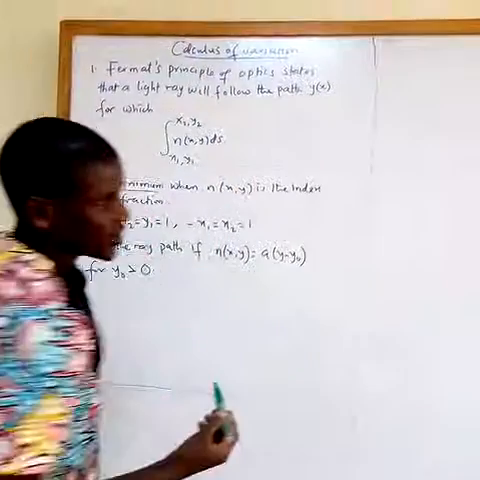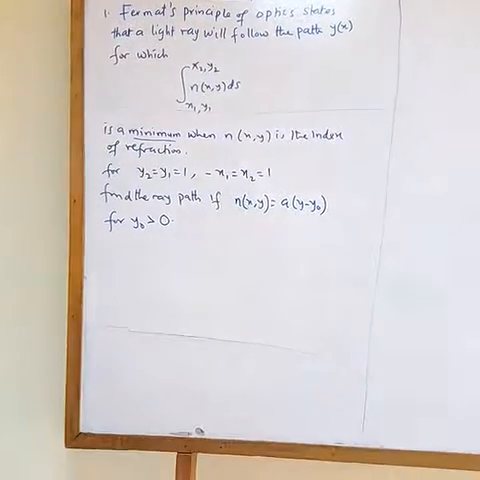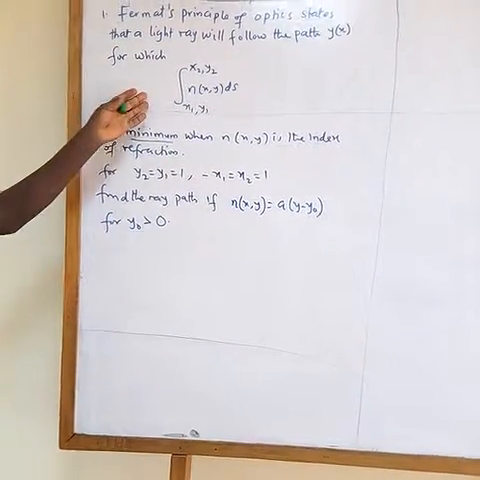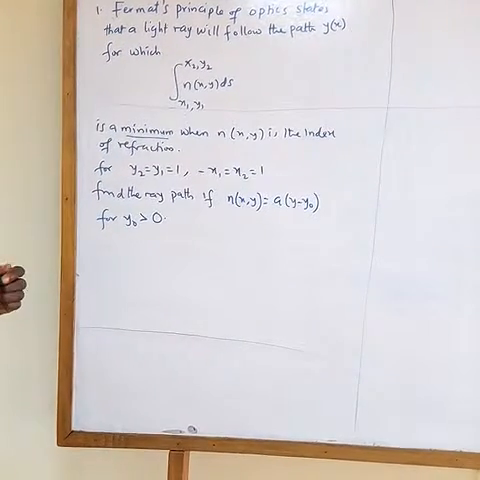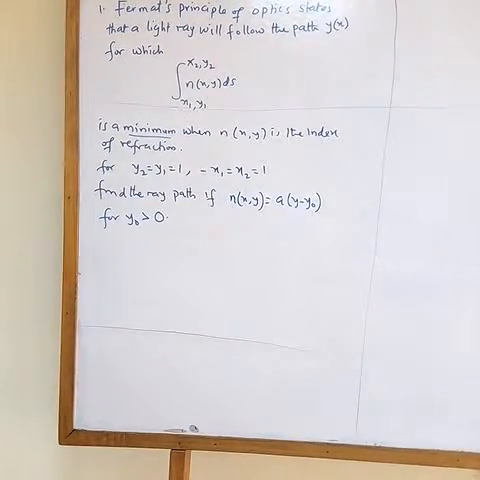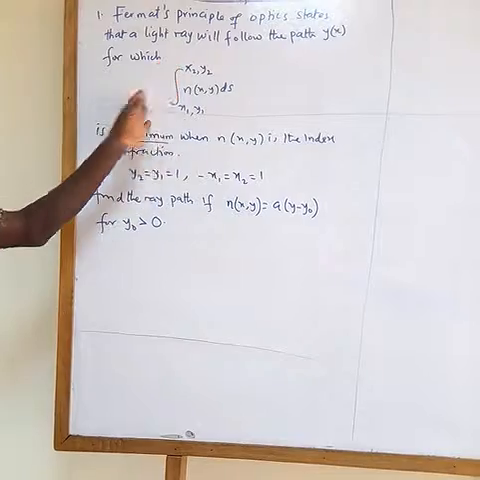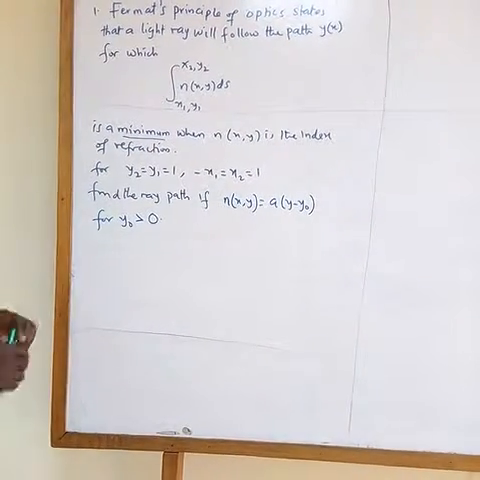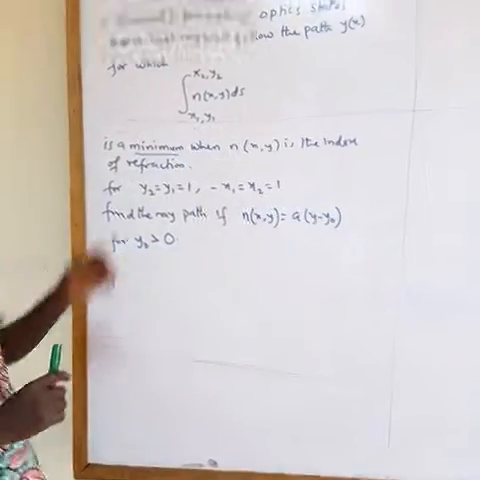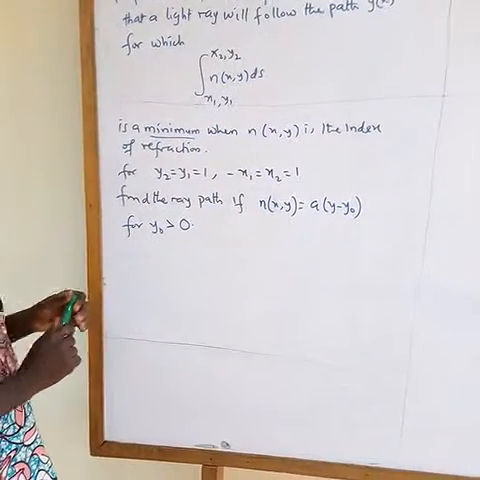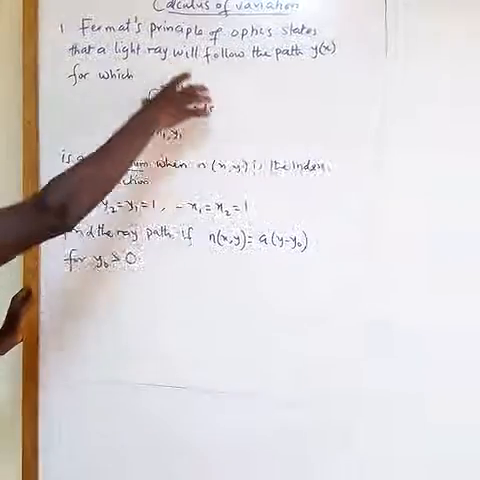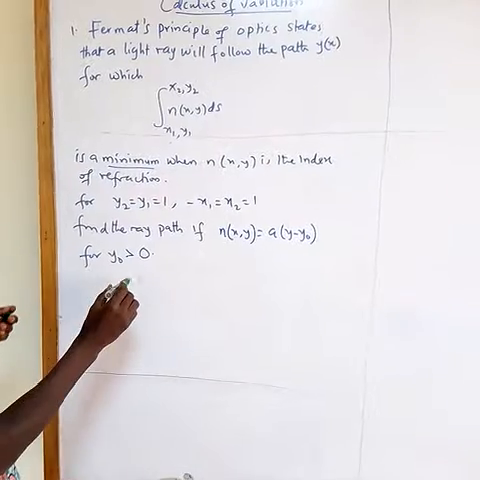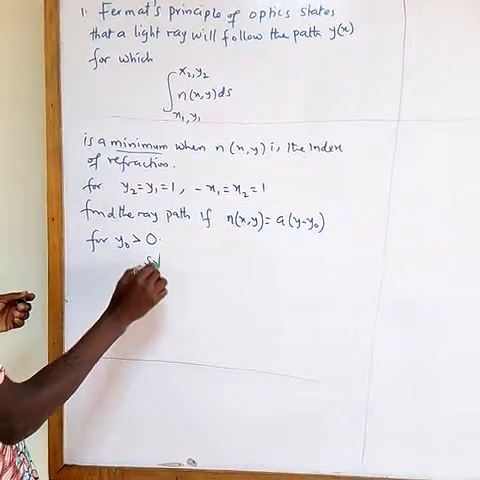Calculus of variation, series 2. Here we want to solve a problem relating to Fermat's principle in optics that states that a light ray will follow the path given by this expression, and we are told to find the minimum path where n represents the refractive index. So the first thing we just have to do is to rewrite this particular expression.